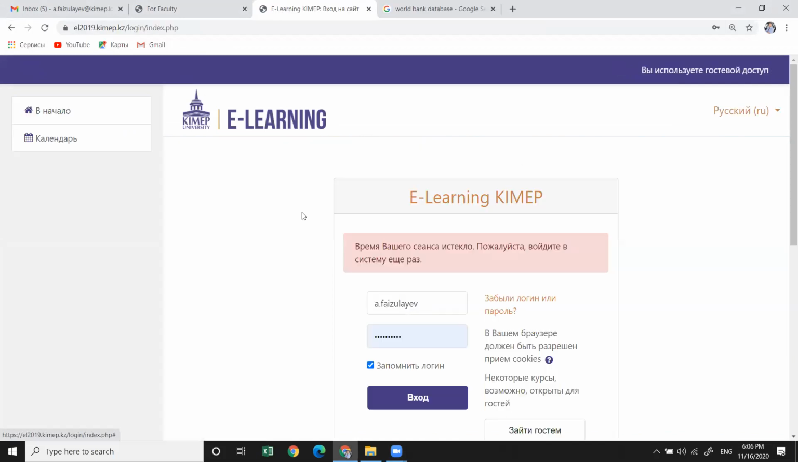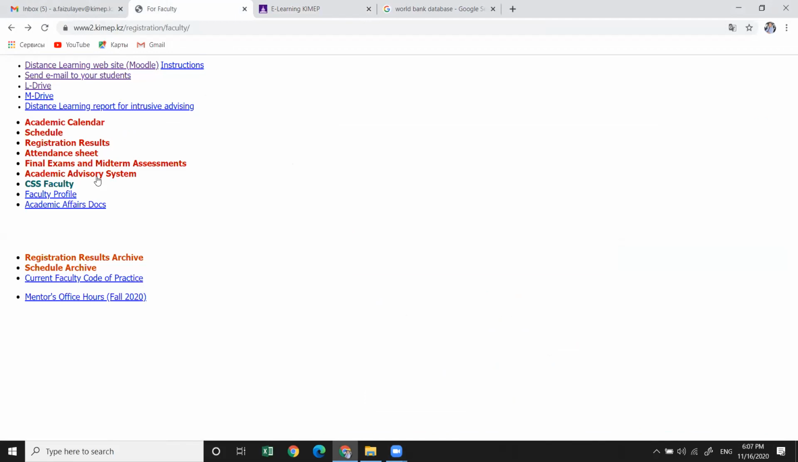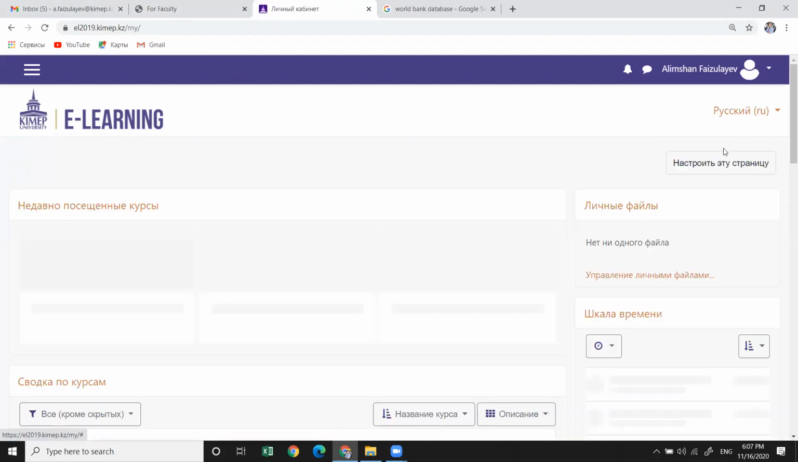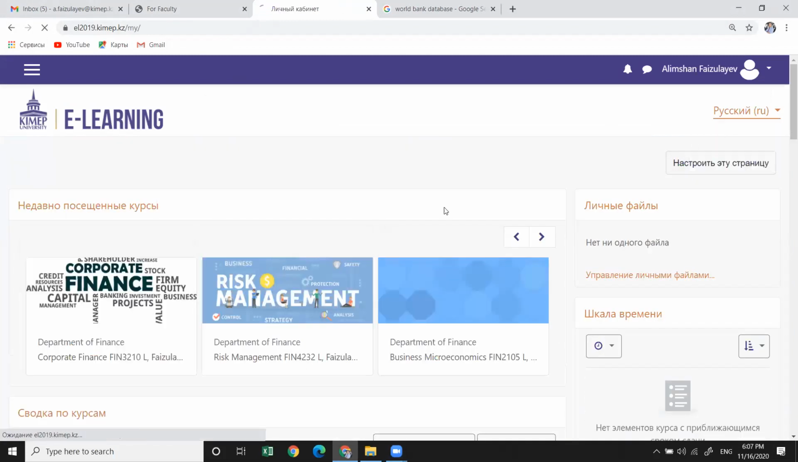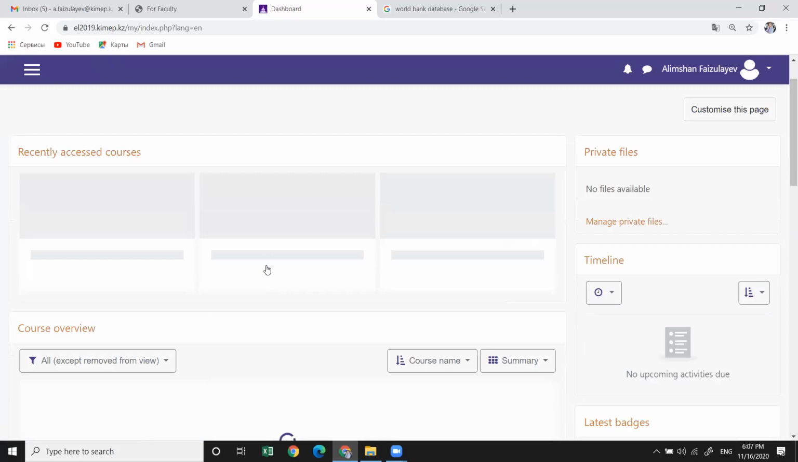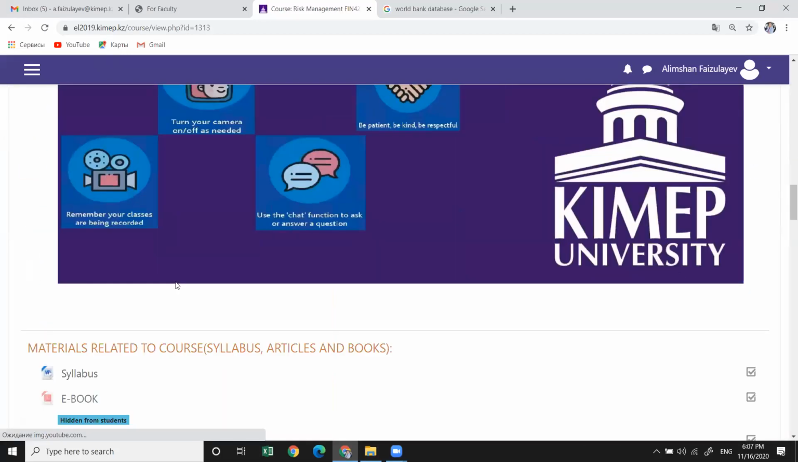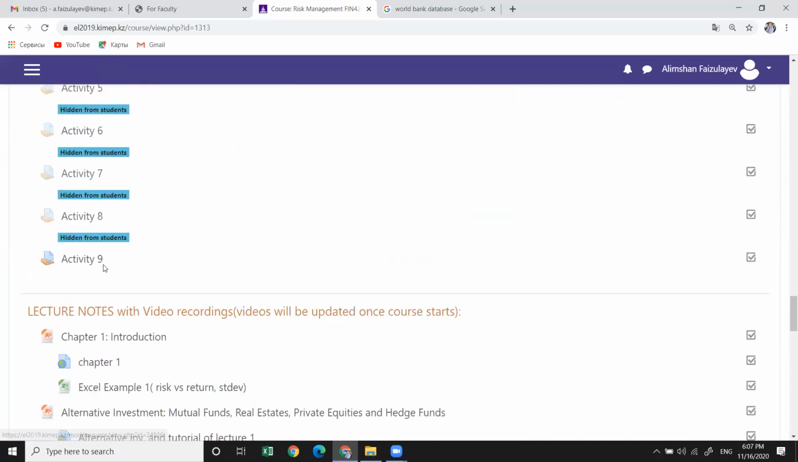It will be activity number 7, if I'm not wrong. Let me just check, or is it 10 already? I think it's 10. Yeah, 10. Anyway, the more activities we have, the better chances you have to get more grades. Yeah, it will be activity 10.